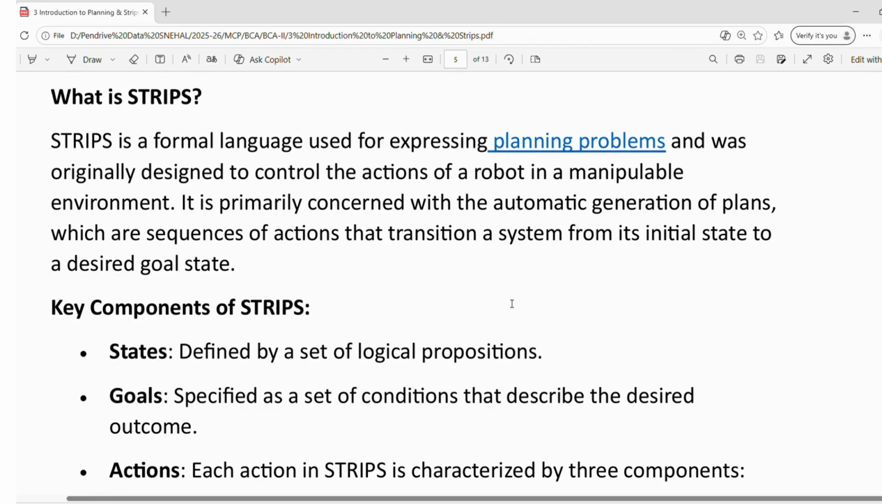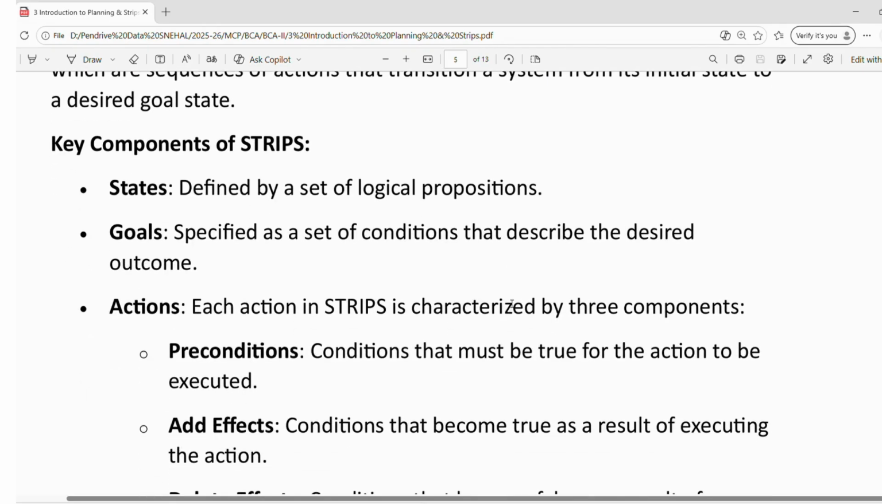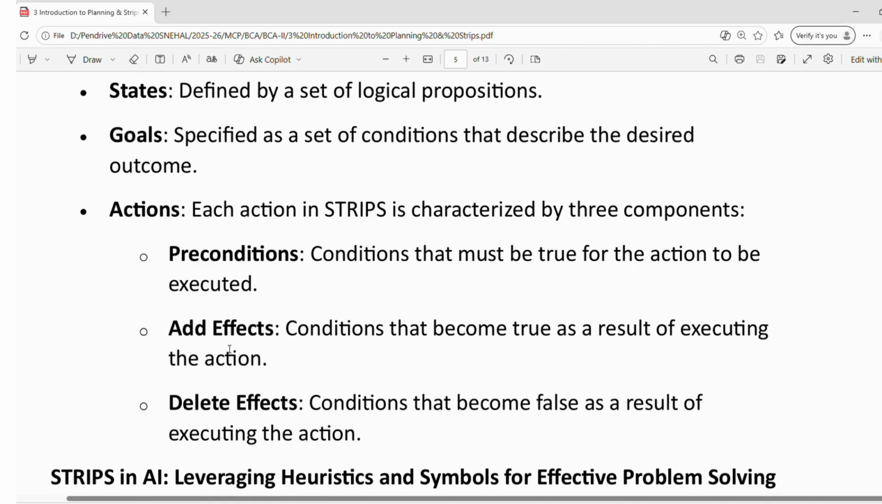So here let's see some key components of STRIPS. The very first thing is states, defined by a set of logical propositions. Then goal, specified as the set of conditions that describe the desired outcome. Then action. Each action in STRIPS is characterized by three components: preconditions, add effects, and delete effects. Preconditions must be true for the action to be executed, and an add effect is a condition that becomes true as a result of executing the action.